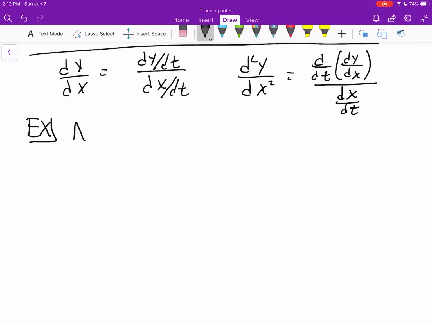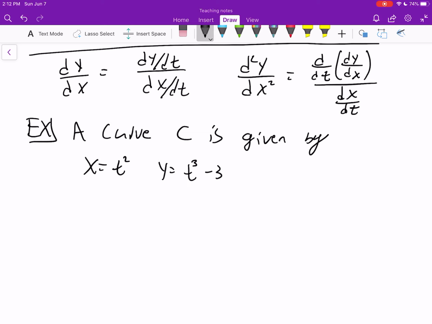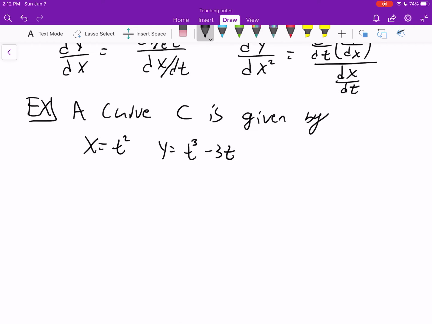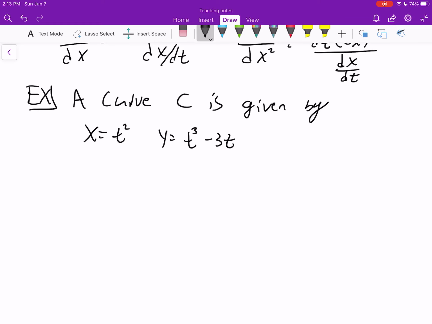So we have a curve C is given by parametric equations x is equal to t squared, y is equal to t cubed minus 3t. And we're going to go through a couple different parts. The entire point of this example is so that we can graph this. So we're going to use the information about the derivative to do a graph.